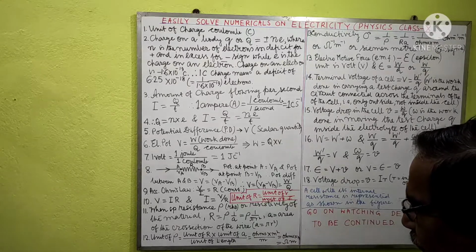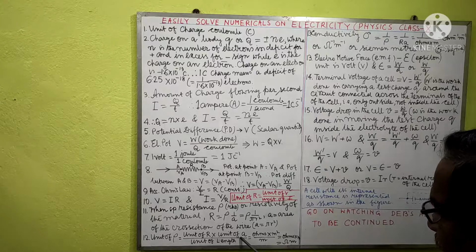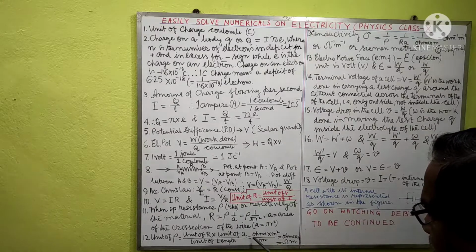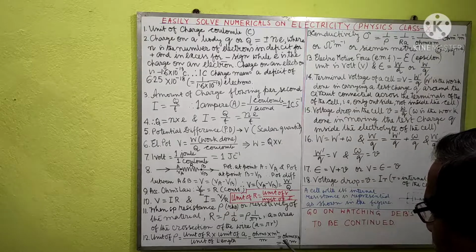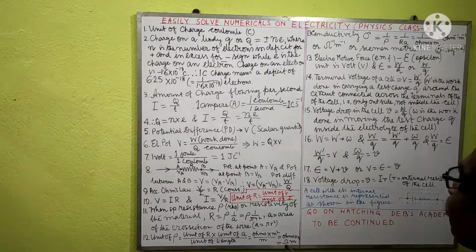Unit of rho equal to unit of resistance into unit of A, means area, by unit of length. That is unit of R is ohms, and unit of A equal to meter square, and unit of length equal to m. That is ohms into meter. This is the symbol of ohms.